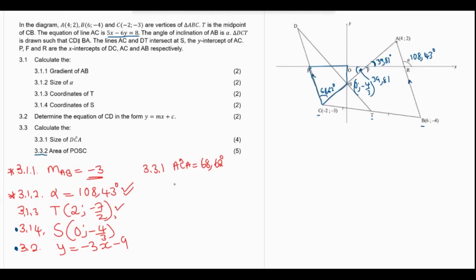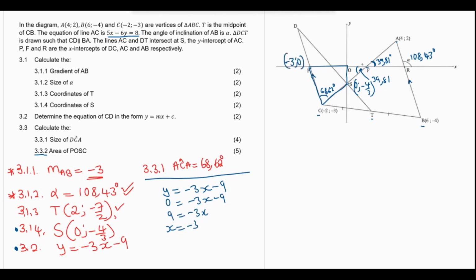So using this equation, y is equal to -3x minus 9. Then where there's y, we put 0. 0 is equal to -3x minus 9. Then 9 is equal to -3x. x is equal to -3. So it means P is -3, 0. The coordinates of P are -3 and 0.